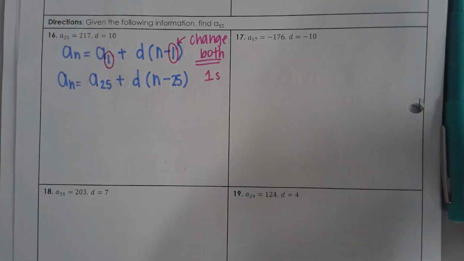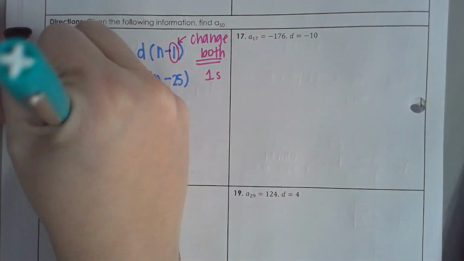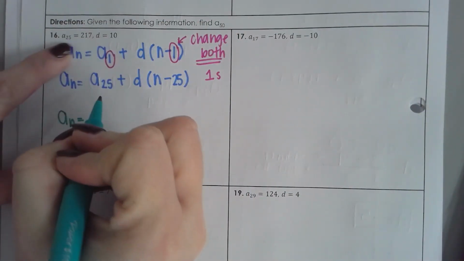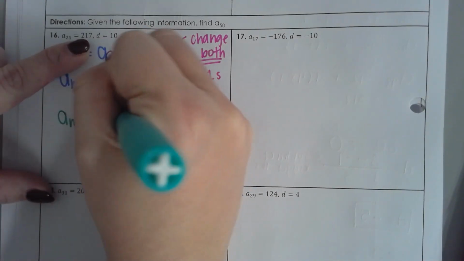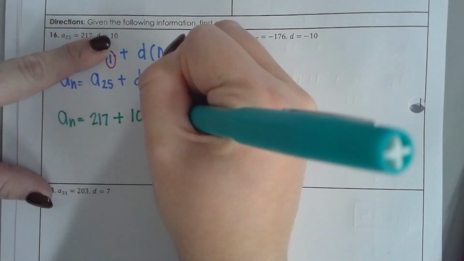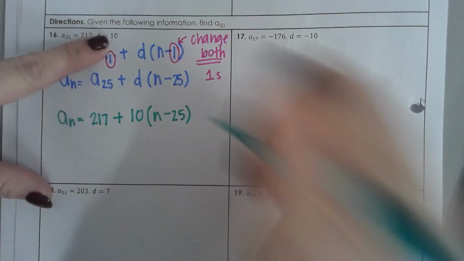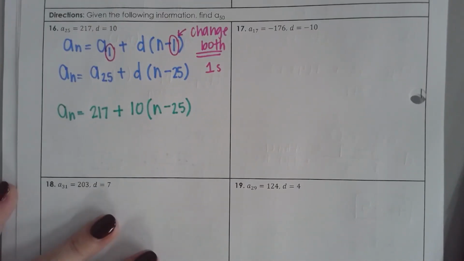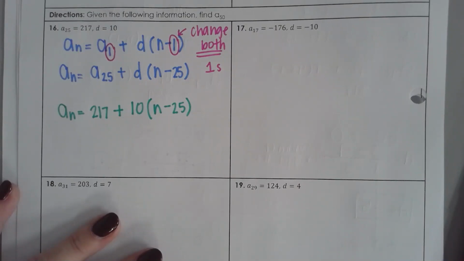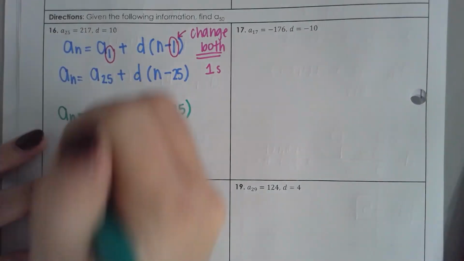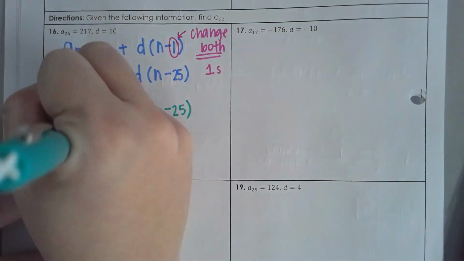So now my formula would be A25 is 217. My common difference is 10. And then N minus 25. And I'm finding A50.